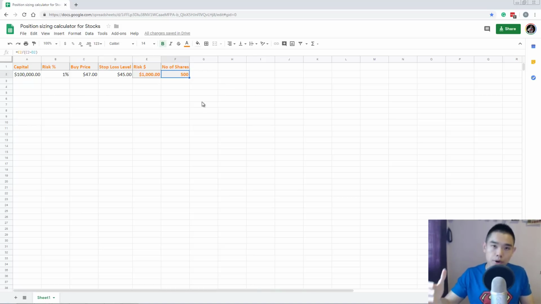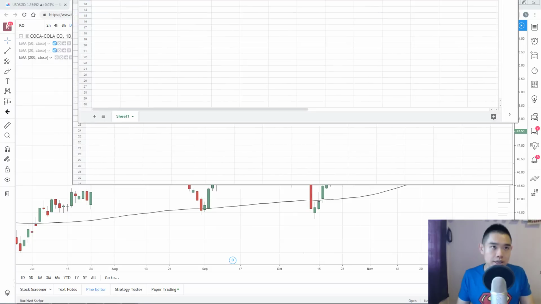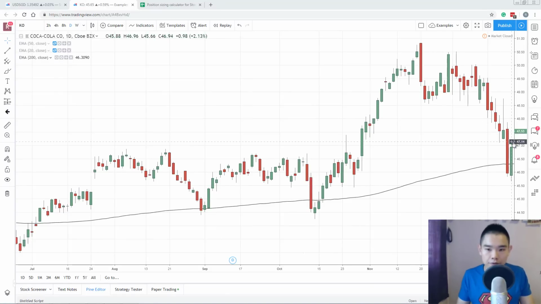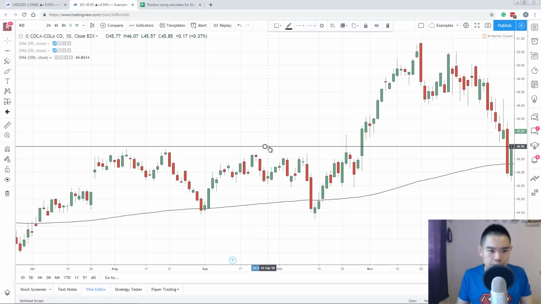And if the price hits $45, if it hits your stop loss, you will lose $1,000 on the trade, which is 1% of your trading account. Okay, so you can see that over here, Coca-Cola, you can buy at $47, which is this. Let me just get out the tool over here. $47. Change this to green, and I'll put this one in red.